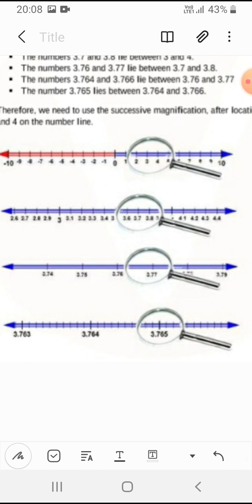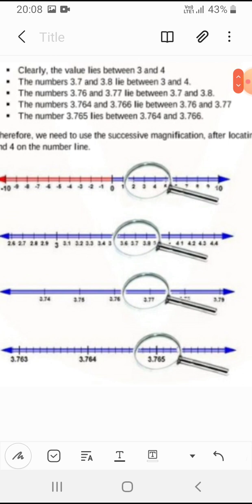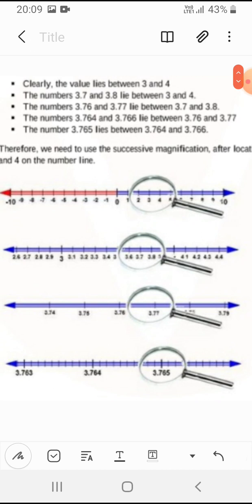3.765 will come in the middle of 3 and 4. Then it will come between 3.7 and 3.8, because 3.765 lies in that middle. Next you go to 3.76 and 3.77, and it will come in the middle of those. So you have to draw all this for this question, and put the number 3.765.